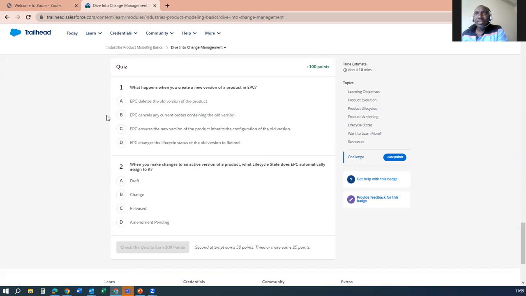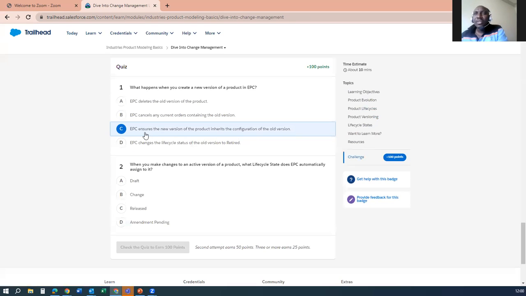The first question is, what happens when you create a new version of a product EPC? So EPC deletes the old version of the product. EPC cancels any current orders containing the old version. EPC ensures the new version of the product inherits the configurations of the old version, and EPC changes the life cycle status of the old version to retirement. So here I see C is the right thing. EPC ensures the new version of the product inherits the configuration of the old product.